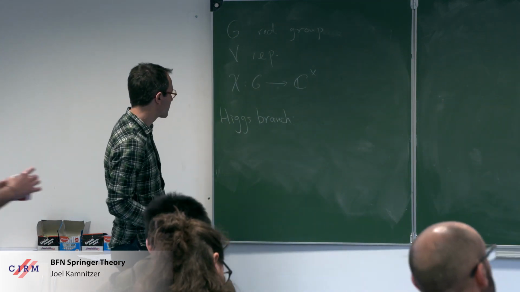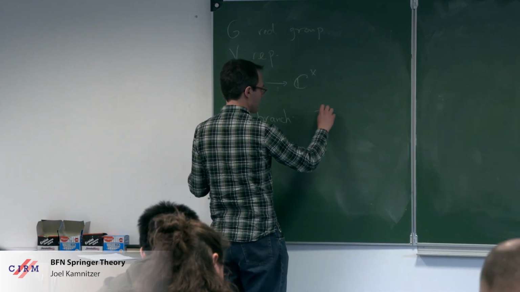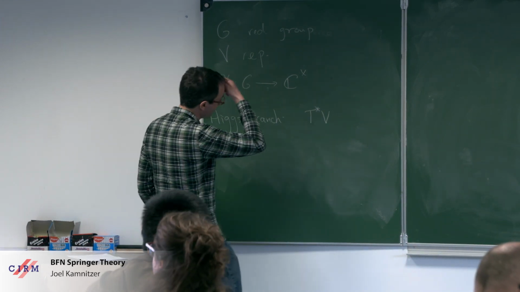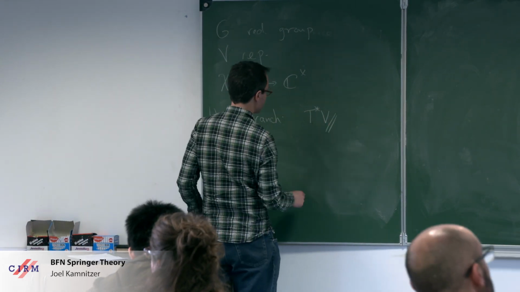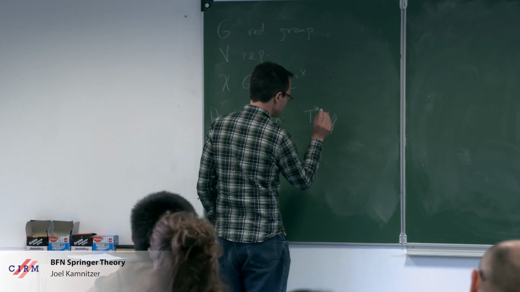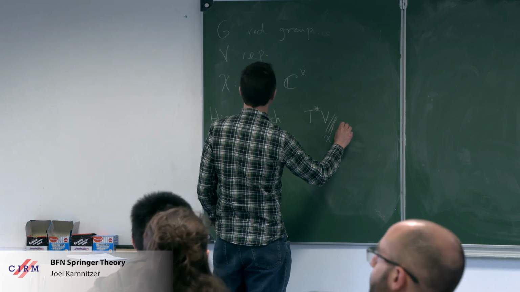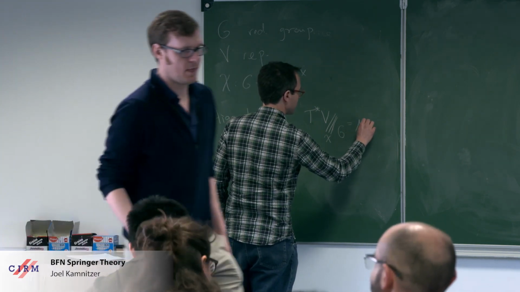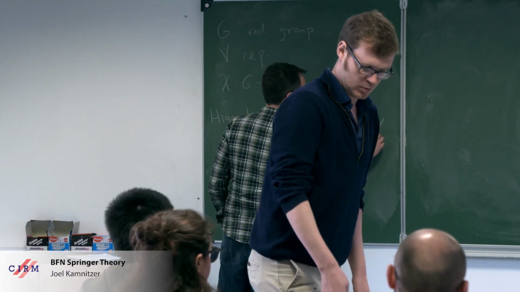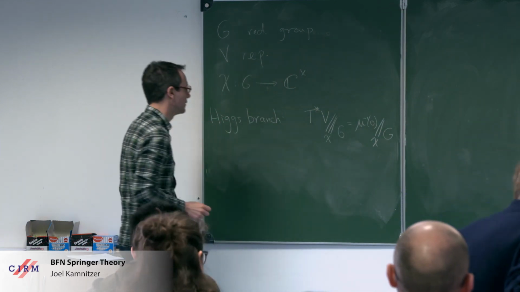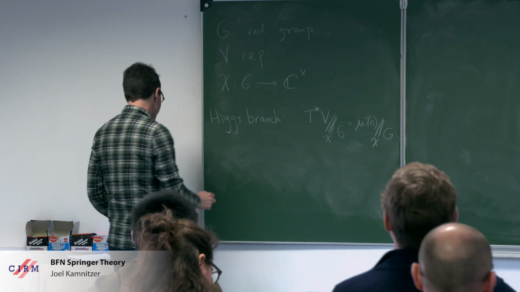The Higgs branch is defined as follows. You take the cotangent bundle of V and consider the Hamiltonian reduction of this cotangent bundle at the GIT parameter chi by the group G. So you take the zero level of the moment map and then take the projective GIT quotient at chi by G. That's the Higgs branch.